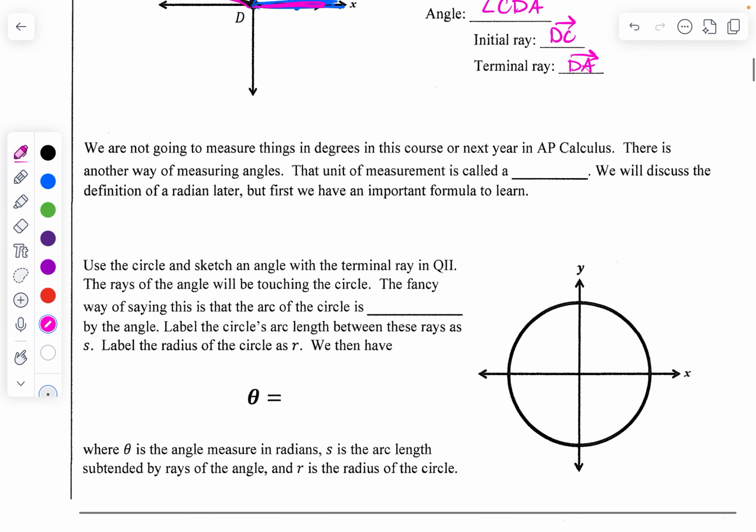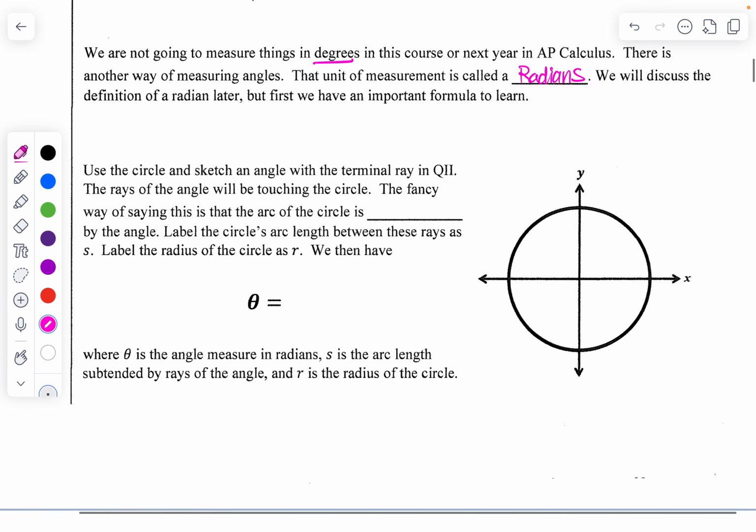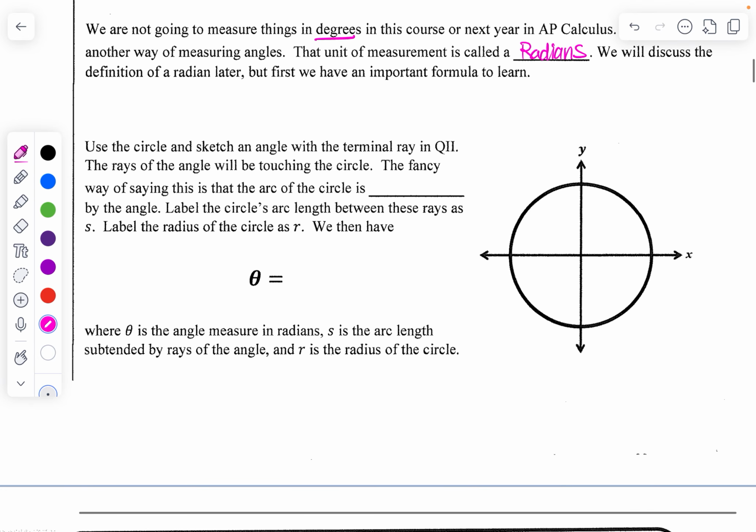But in moving forward, we're not going to be measuring things in degrees anymore. We're only going to be dealing with radians. Okay, we're getting ready for calculus, so we're only dealing with radians, which we talked about today, okay? So we're going to be formalizing the definition of radian in a minute, but let's go ahead and keep talking about how we sketch these things.